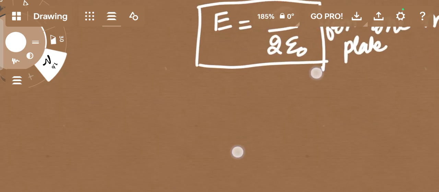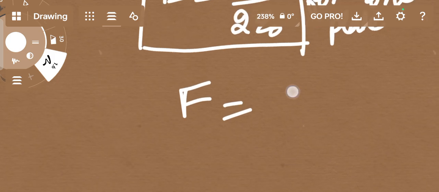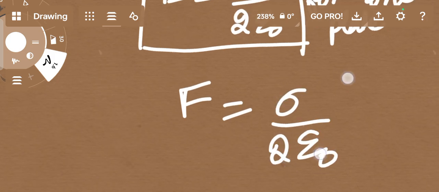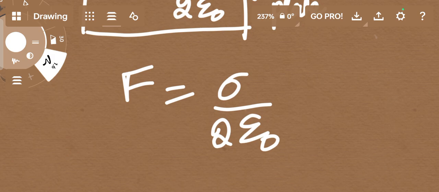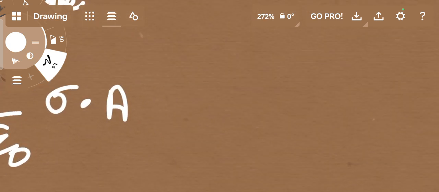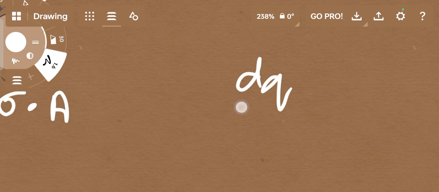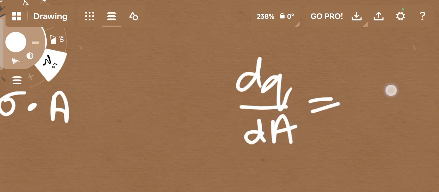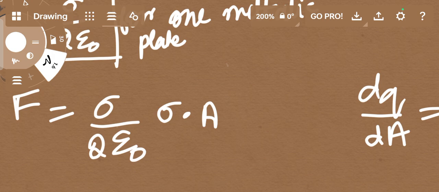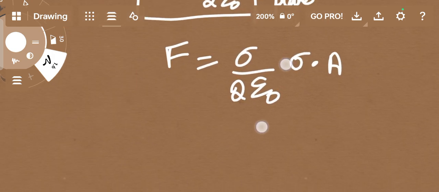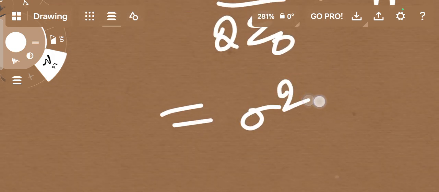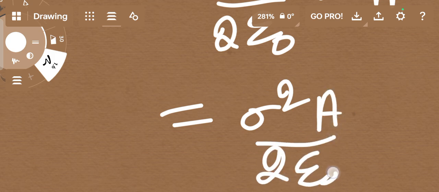So F will be sigma by 2 epsilon naught into charge, and this charge can again be written as sigma into A. Why? Because dq by dA equals sigma. Sigma is the surface charge, the differential surface charge accumulation. So this is sigma square A by 2 epsilon naught, right?